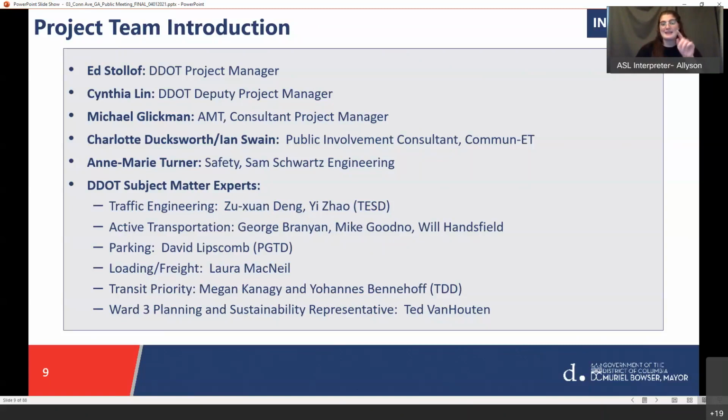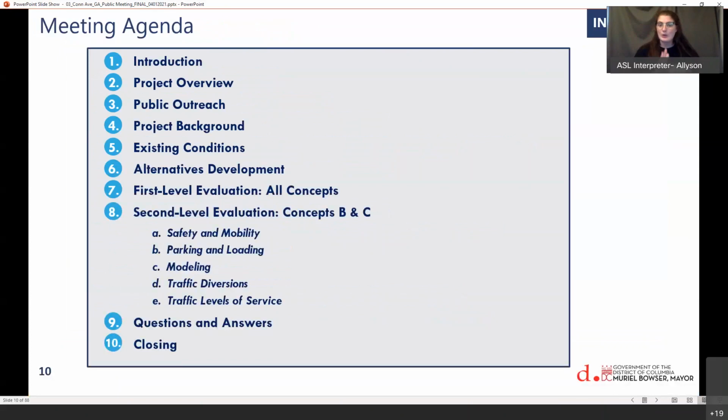In terms of our meeting agenda tonight, we're going to go over the overview of the project. We're going to talk a little bit about our public outreach to date, the project background and existing conditions. We'll show you the alternatives that we have developed thus far. We'll talk about our first and several second level evaluations of concepts. We'll talk about safety and mobility, parking and loading, modeling, traffic diversions and level of service. And then we'll conclude by answering your questions and closing.